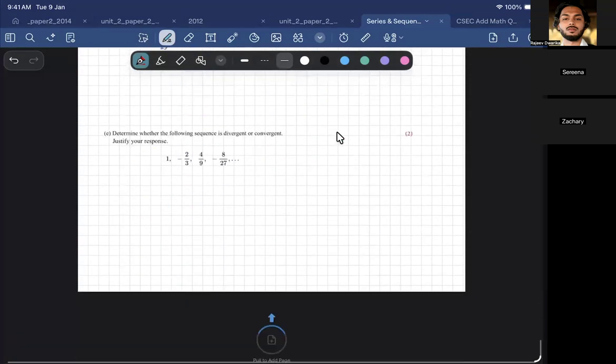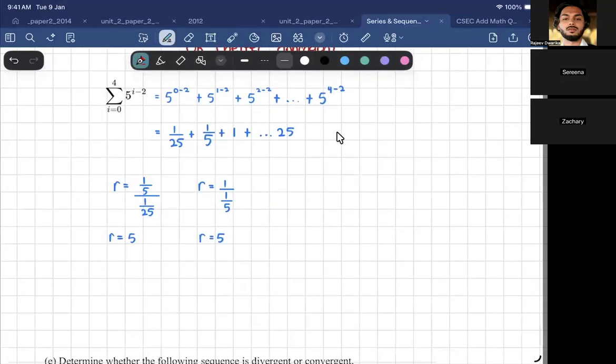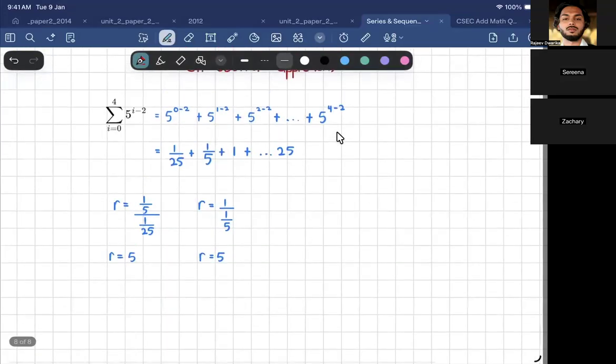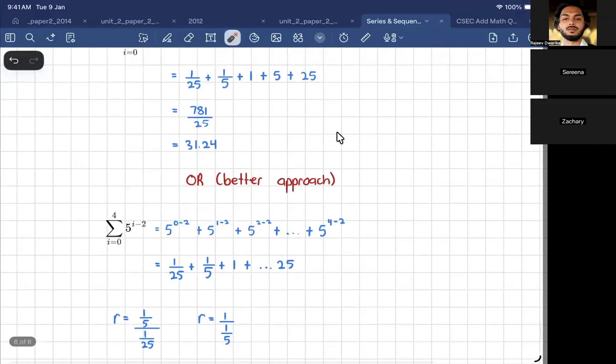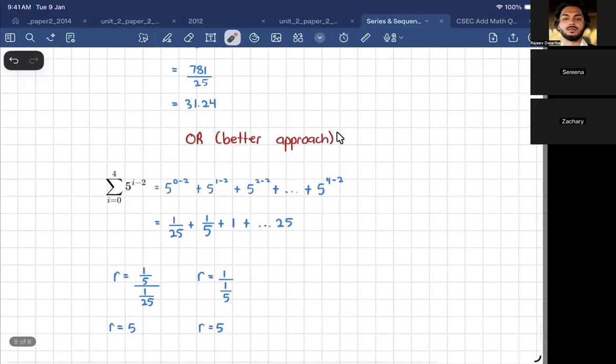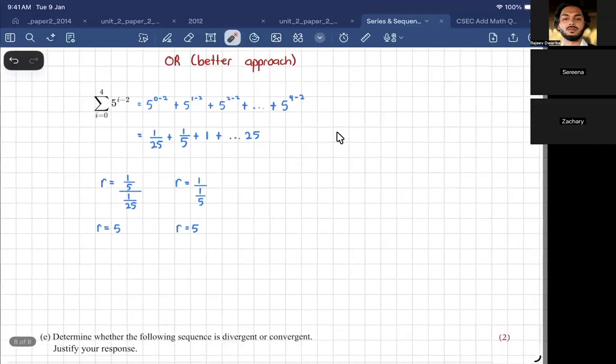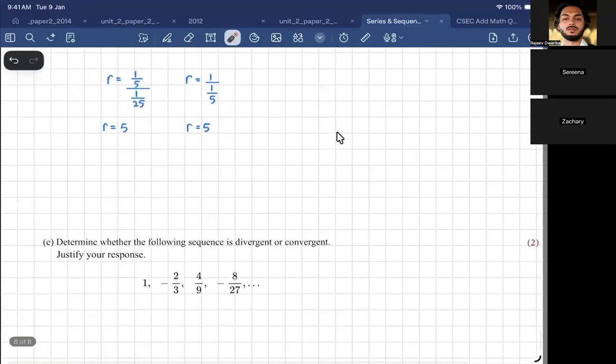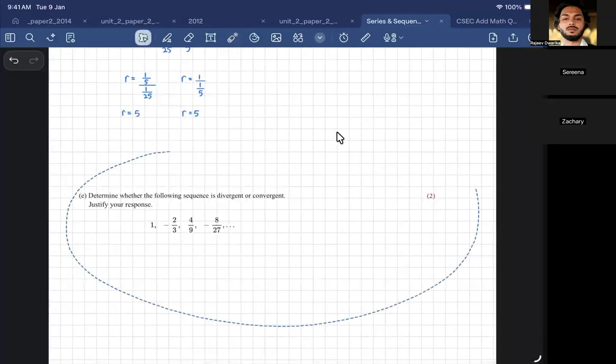Okay, cool. So Zachary, if this thing didn't have a limit, it would have been divergent because you could see that we're multiplying by 5. So each term would get bigger and bigger and bigger. Yes, sir. Okay, great. So let's wrap up this question.